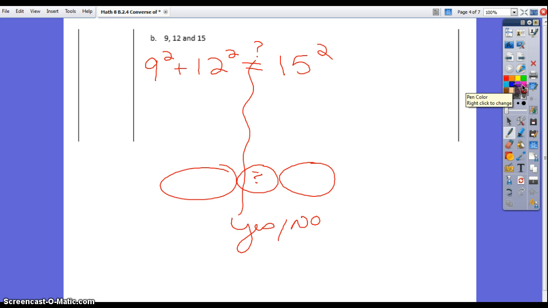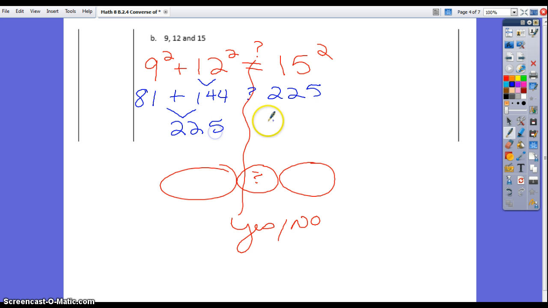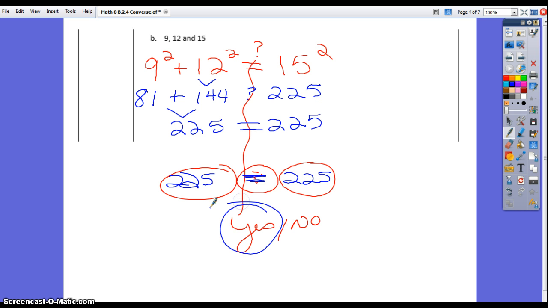So what would you get here? What is 9 squared? Plus 144. Does that equal, what's 15 times 15? Good. Add these together, what do you get? You get 225 on this side and you have 225 on this side. That equation does balance. So 225 equals 225, and if you had yes written there, you were good. Questions on that one?